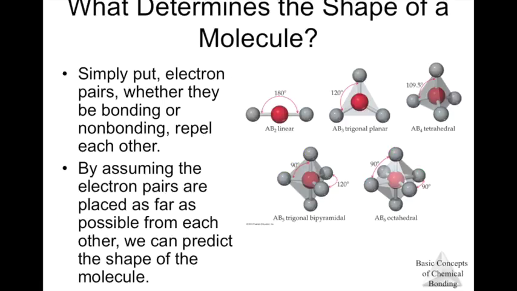So basically the electron pairs, whether they're bonding or non-bonding, are going to repel each other. Okay? If you assume that those electron pairs are going to want to place themselves as far away from each other as possible because of those repulsions, then you can predict the shape of the molecule.